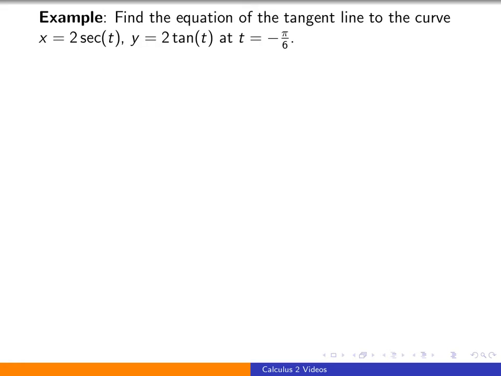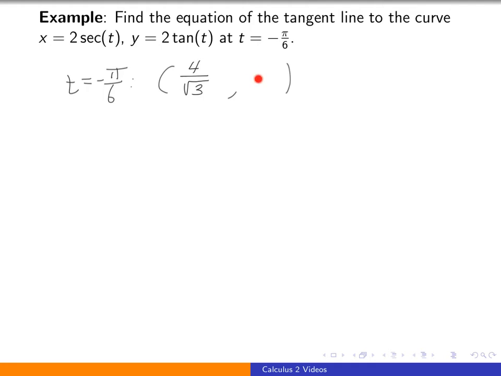So let's look at one additional example of finding equations of tangent lines. In this case, we will look at the parametric equations given by x equals 2 secant t, y equals 2 tangent t. We will find the tangent line when the parameter t is minus pi over 6. So the first thing is to think about what is that corresponding point. When t is equal to minus pi over 6, the x coordinate of the point will come from plugging into secant. So secant of minus pi over 6 is going to be 2 over root 3, but it's multiplied by the 2 that we have out front. So 4 over the square root of 3.